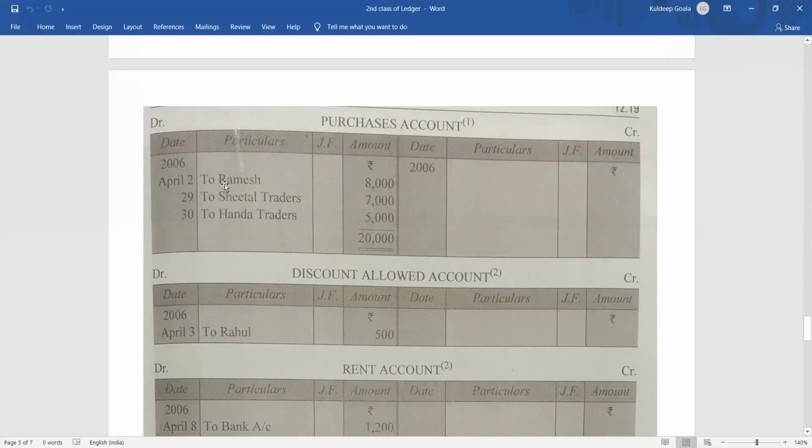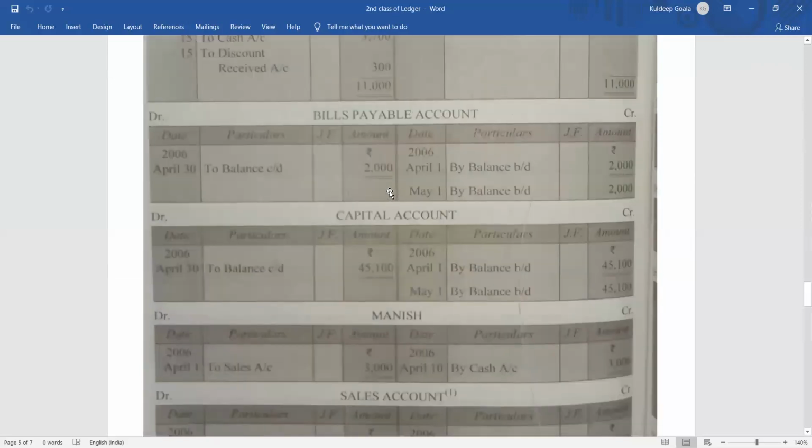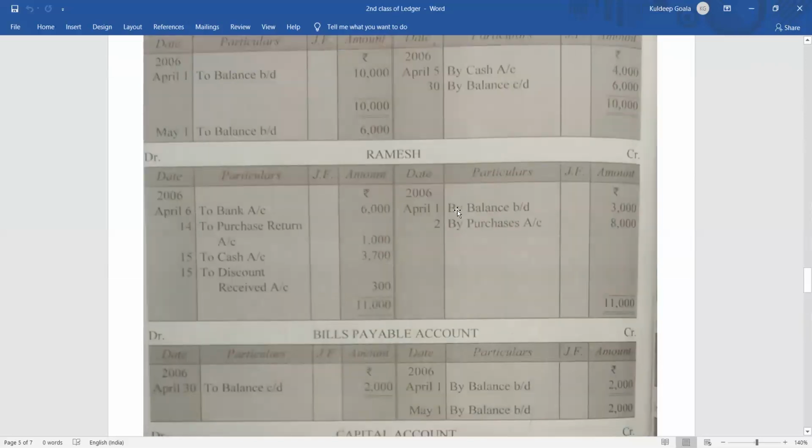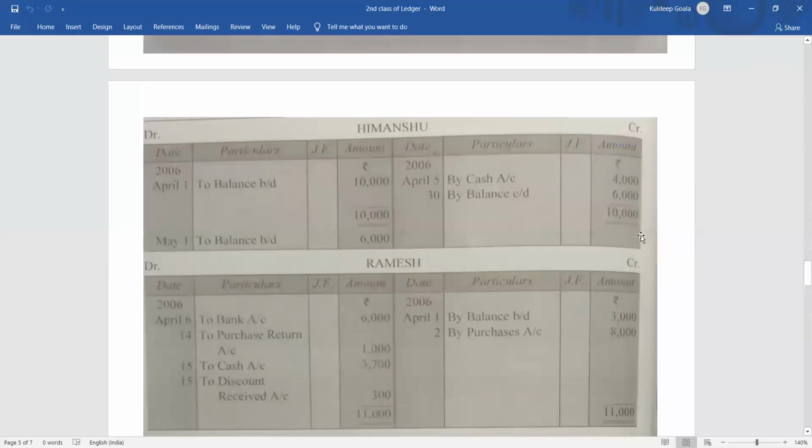Give the date and write to Ramesh 8,000. Clear? And Ramesh account we already have. So purchase account to Ramesh, right? Ramesh is credited now. So go to the credit side of Ramesh and write down the date and by purchase account 8,000. Clear? Okay.